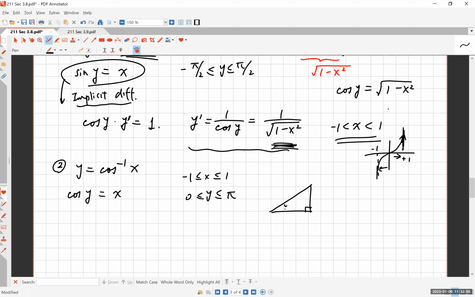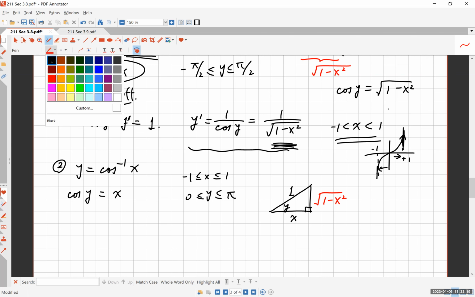This time, y is still the angle, but cosine of y is x. That means the adjacent side is x, where the hypotenuse is 1, right? Now that gives us the opposite side, which is square root of 1 minus x squared. Does it look okay? Yeah.